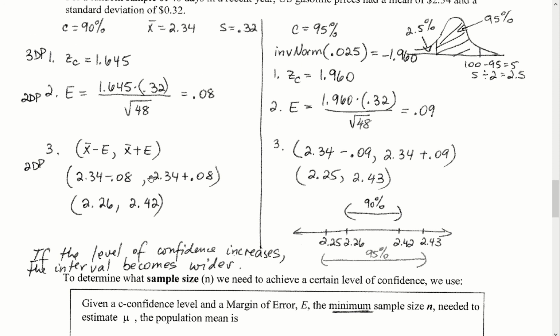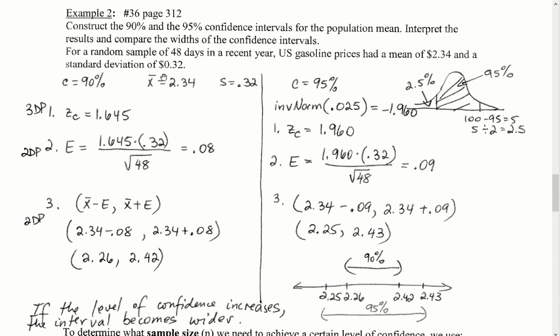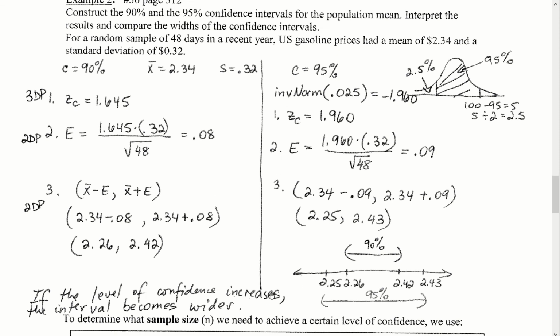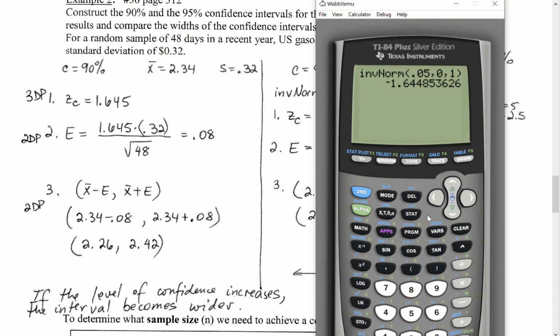Let's rework the same problem, but let's now do a 95% confidence interval instead. And we have most of the information we need. The only thing that we don't have would be the Z critical here. And actually, I'm sorry, before we do that, let's go ahead and do this with the calculator. Let's go back to the 90% one.